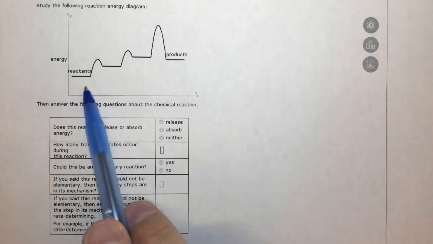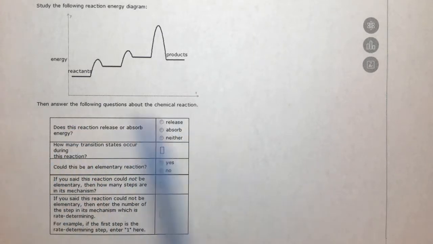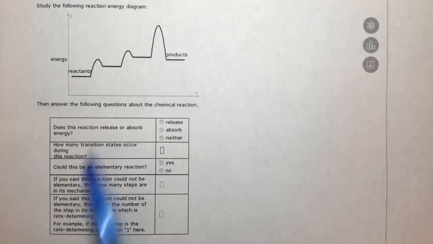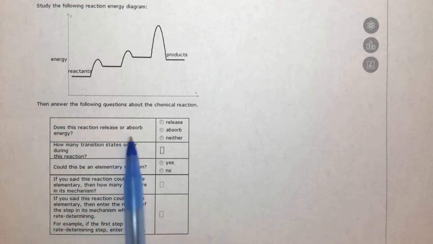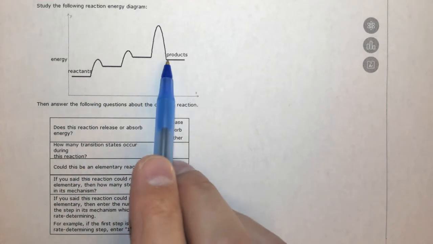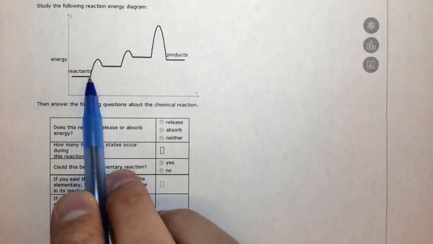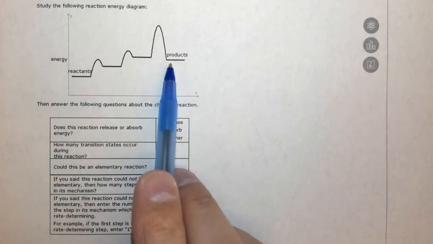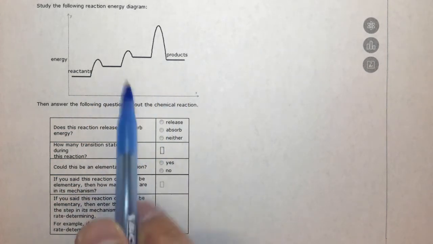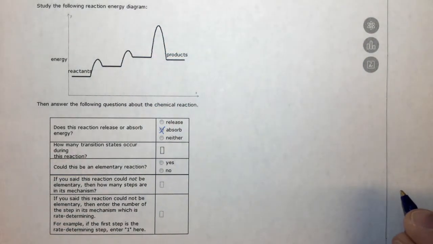In this question, we're given a reaction energy or reaction coordinate diagram, and we're asked some questions about this reaction. The first is, does this reaction release or absorb energy? Is this reaction endothermic or exothermic? Well, if we look at this, the reactants have this energy, and the products are higher in energy. So in order to cause the reactants to form products, we have to put energy in, making this endothermic, or said another way, it absorbs energy.